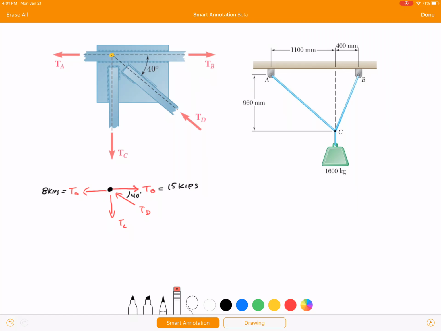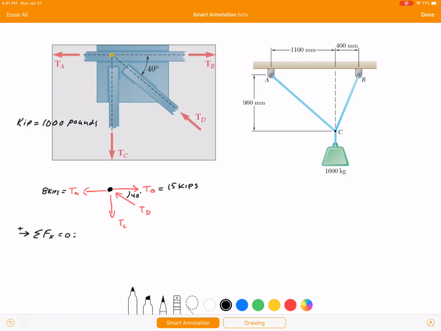So we're going to sum forces in the x direction, and we know they have to be zero. And we'll put our little sign convention on here. I'm going to say that to the right, we're going to consider that to be positive, and I'm going to add my forces here. And by the way, a kip is 1,000 pounds. So a kip equals 1,000 pounds, and it's just a notation we use in U.S. customary notation.